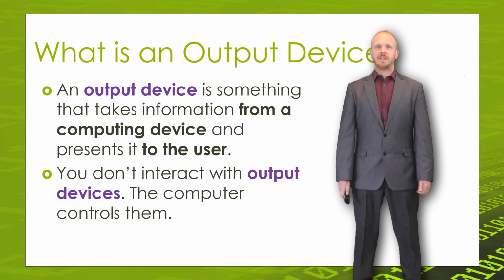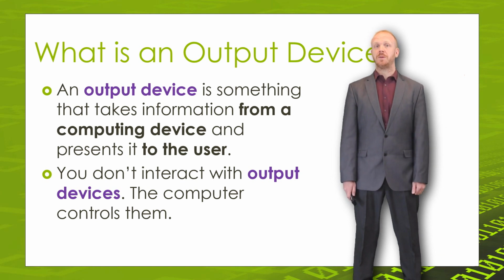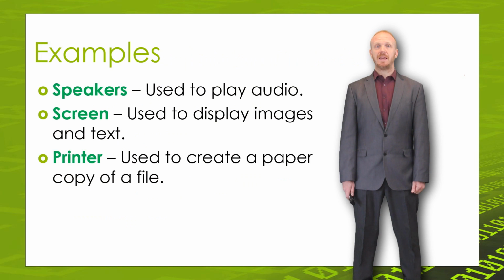An output device is something that takes information from a computing device and presents it to the user. Again, it's important that it goes to the user, not another computing device. That's what makes it an output device. You don't interact with output devices. They give you the information. The computer controls them. Examples include speakers, a screen, and a printer. All three of those give the user information. Speakers give sound, screen gives text and images, and printer gives text and images in a different format.